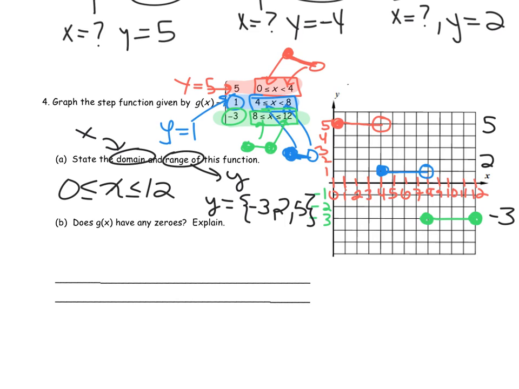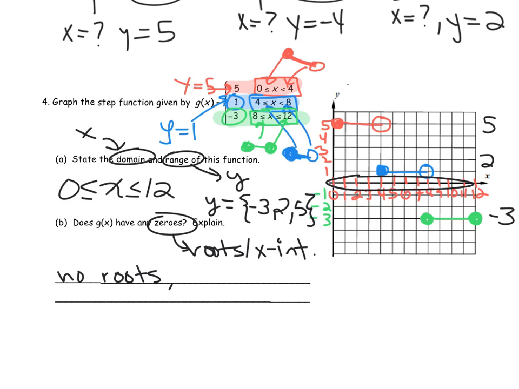And now, does this function have any zeros? Another word for zeros are the roots or the x-intercepts. Well, no, this never crosses the x-axis. So there are no roots. It never crosses the x-axis.